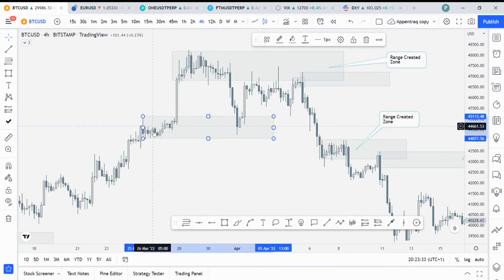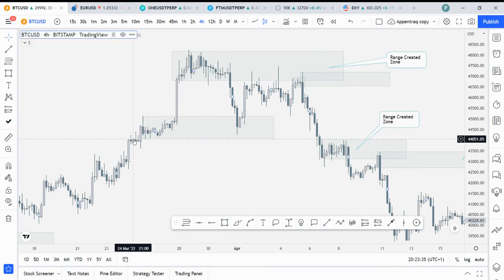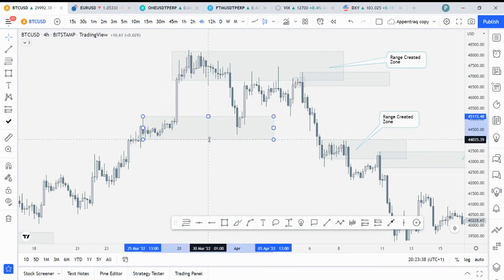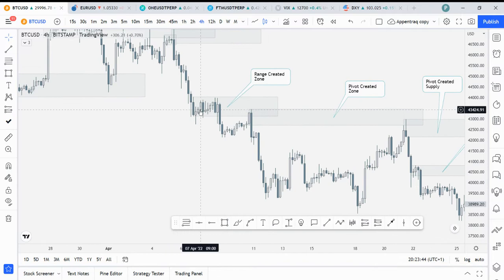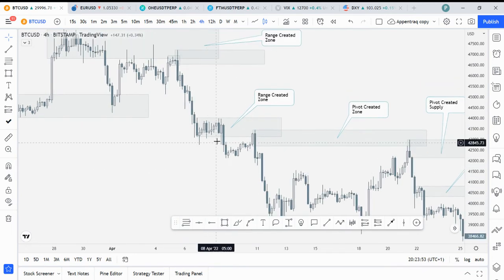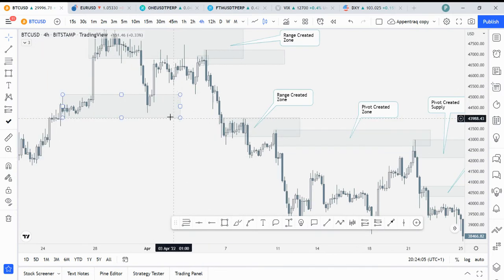If you see a range, you just select the top of the range to the low of the range. Okay, this is your demand zone. Same thing applies here. This is a range, and all of a sudden there was an aggressive move away from that range. Price taps back into it and sold off. So what you want to see for range created zones is that range and then an aggressive move away from that range. That's range created supply and demand zones.